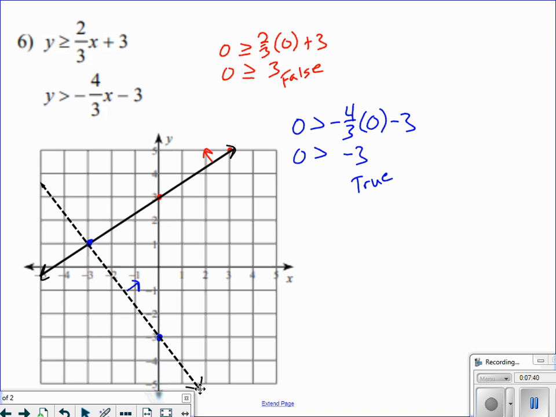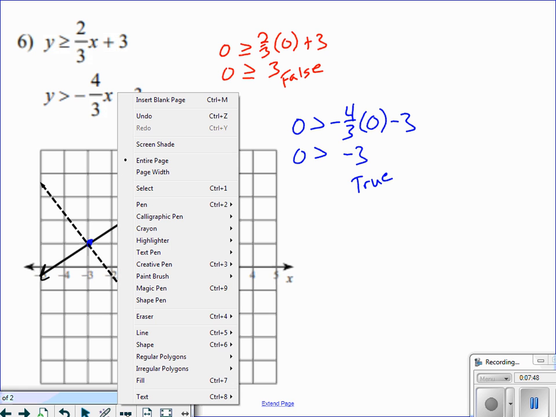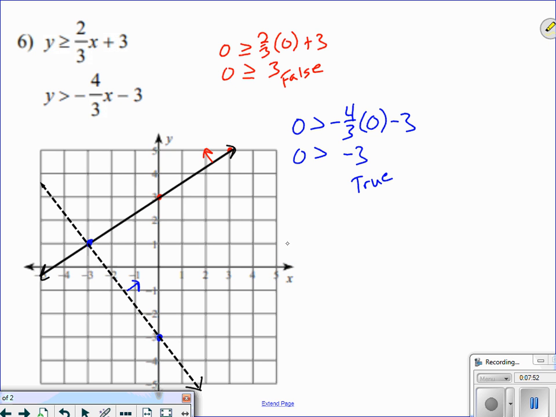So we need to be kind of above and to the right of the dashed line and above and to the left of the solid line. So we are looking at this area right up here. So this is where our shading would be. Okay, so there's number 3 and number 6 for you. Go ahead and complete the rest. Good luck.